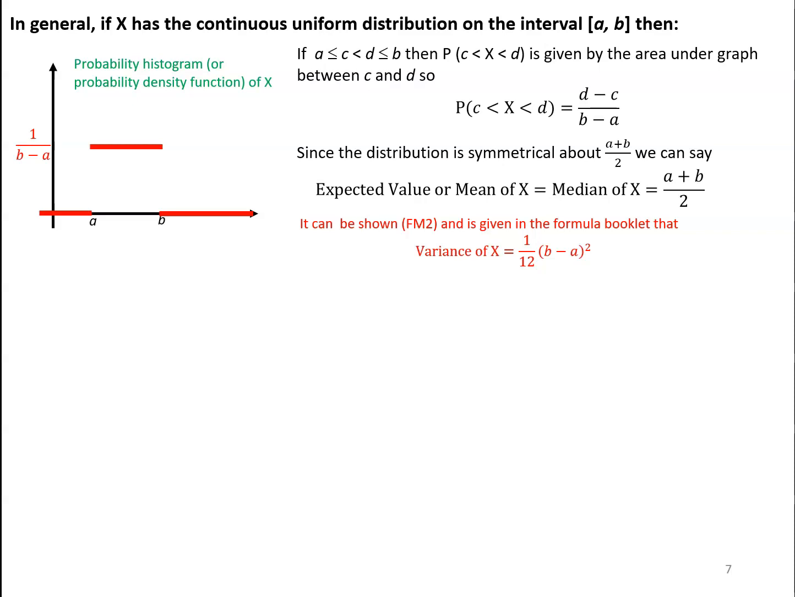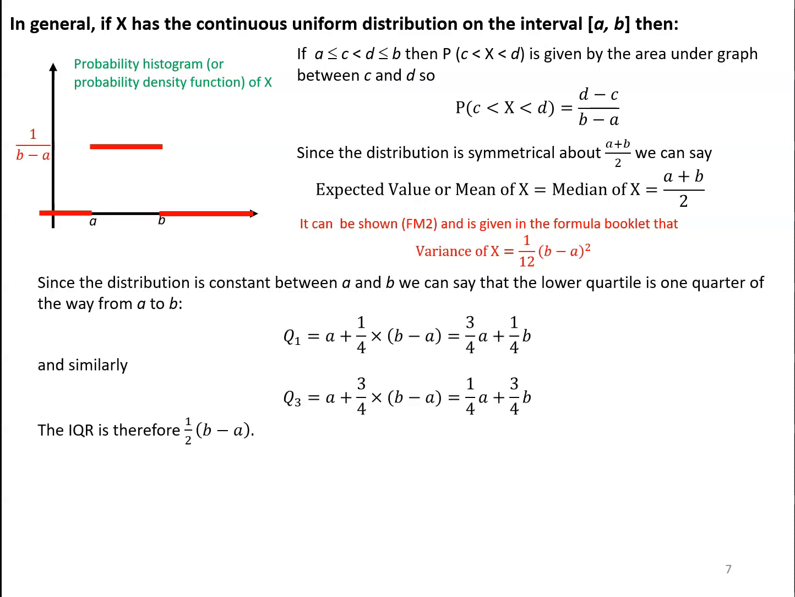Since the distribution is constant between a and b, we can say that the lower quartile is 1/4 of the way from a to b, and 1/4 of the way from a to b is going to be a plus 1/4 of (b − a), which simplifies to 3/4 a plus 1/4 b. And a similar calculation gives the upper quartile as being 1/4 a plus 3/4 b. So the interquartile range is always going to be a half of (b − a).